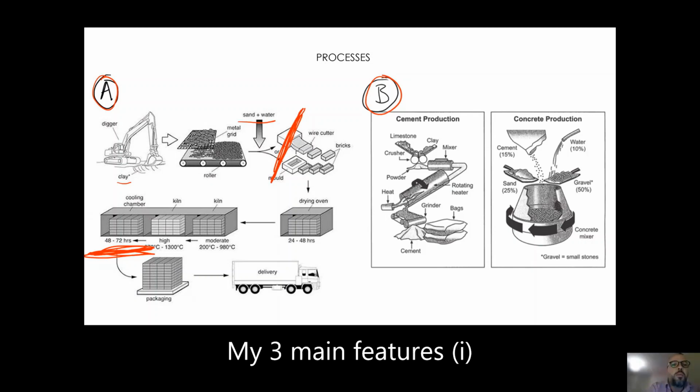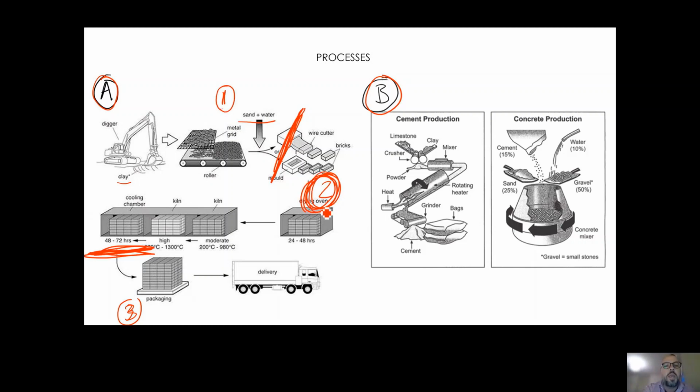So step 1, raw materials. Step 2, the manufacturing process, if you like. And step 3, delivery to their final destination. If I was going to divide the data this way, I would probably talk about steps 1 and 2 together. They are mechanical processes, if you like, whereas step 3 is more of a commercial process, packaging and delivery.